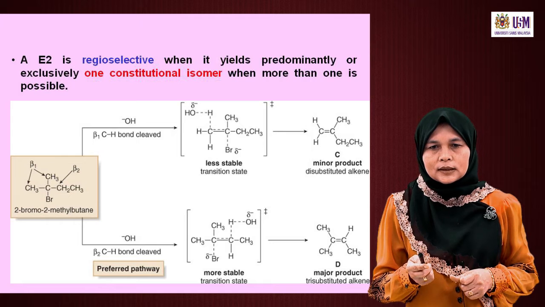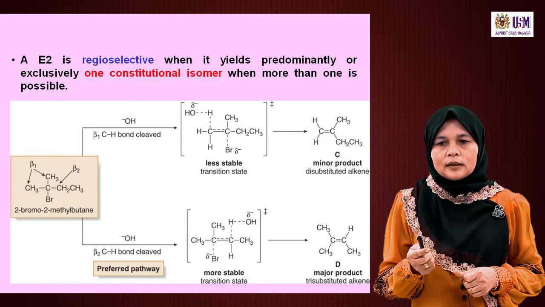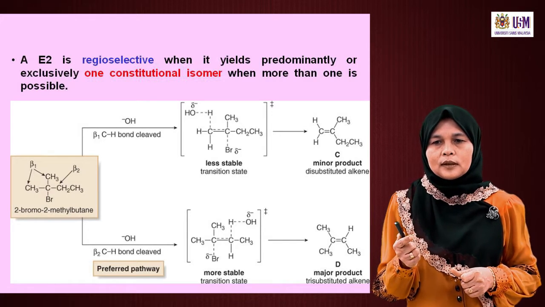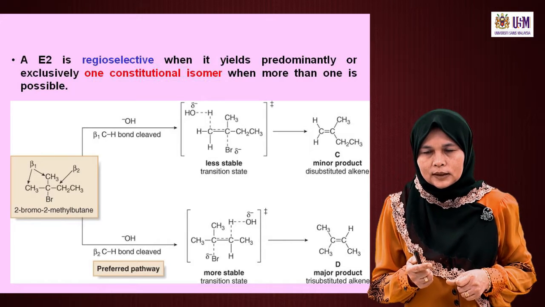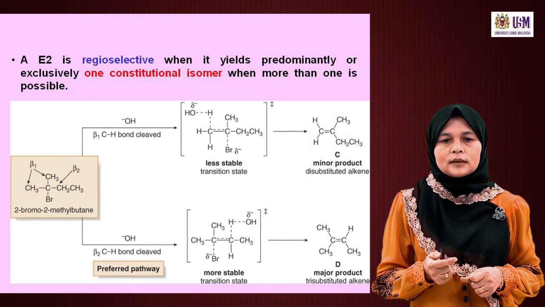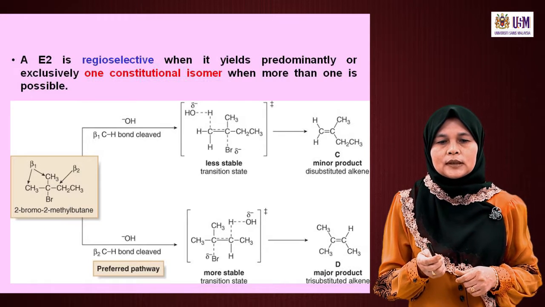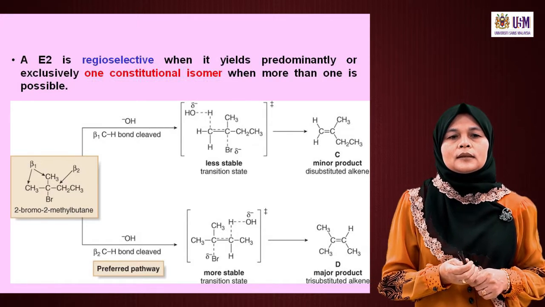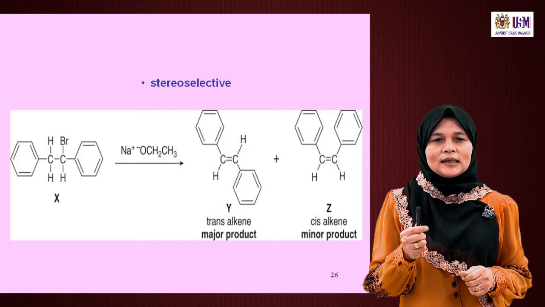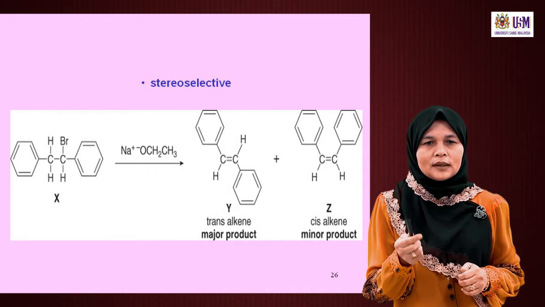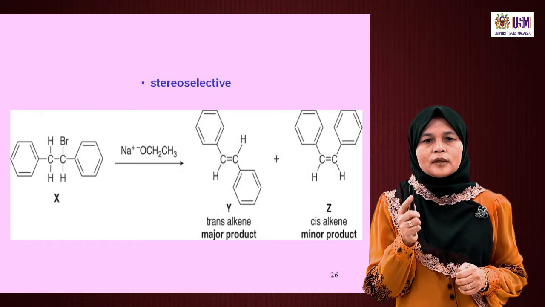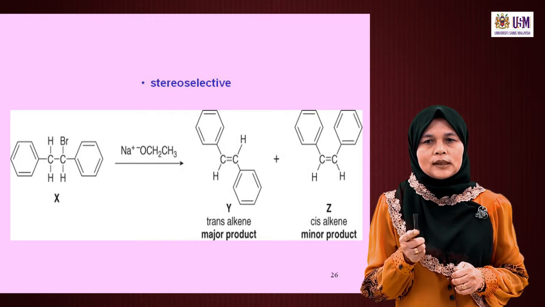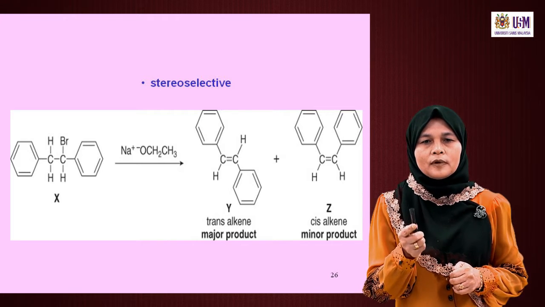So from this structure, we can see that the major product is product D, which is a trisubstituted alkene, while the minor product is product C, which is a disubstituted alkene. So then the preferred pathway is the second one, which is the pathway to product D. A reaction is stereoselective when it forms predominantly only one stereoisomer when two or more are possible. So the E2 reaction is stereoselective because one stereoisomer is formed preferentially.